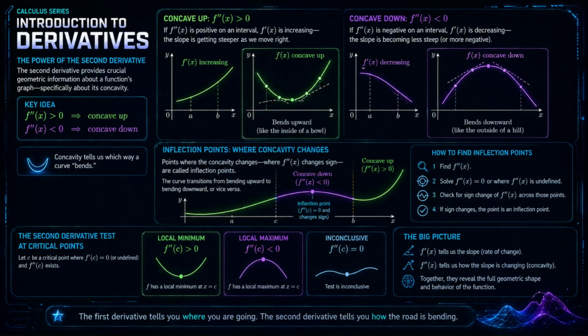The second derivative test also helps identify the nature of critical points. If f prime of c equals 0 and f double prime of c is greater than 0, then f has a local minimum at x equals c. If f double prime of c is less than 0, then f has a local maximum at c. The first and second derivatives together give us a complete geometric portrait of a function.